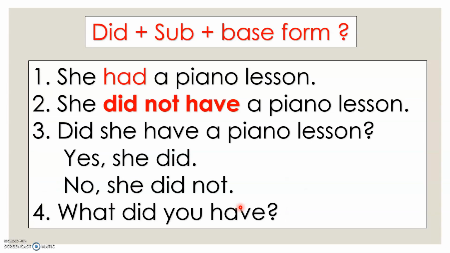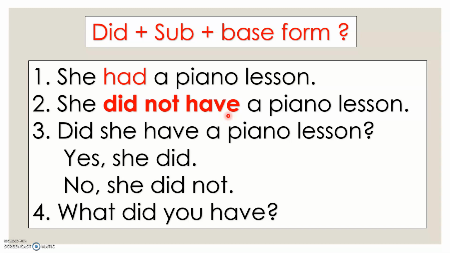So let's take a look at this example here. For example, we have the sentence, she had a piano lesson yesterday. First of all, how do we change this sentence into the negative form? We need to add didn't, then the base form of the verb. So she didn't have a piano lesson yesterday, for example.